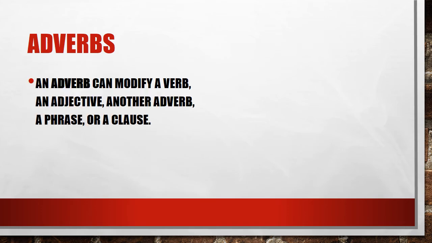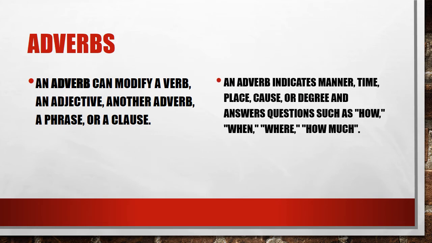Adverbs. An adverb can modify a verb, an adjective, another adverb, a phrase, or a clause. An adverb indicates manner, time, place, cause, or degree, and answers questions such as how, when, where, or how much. So we could say, how much is the gas? Where is the gas station? How do you get there? When should we go?